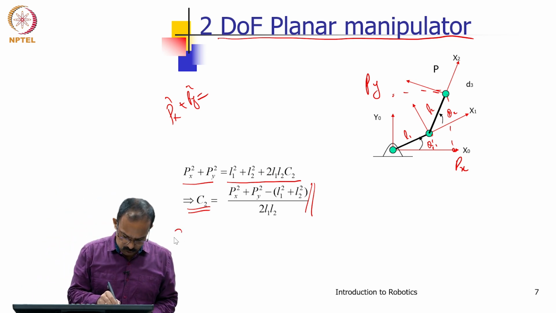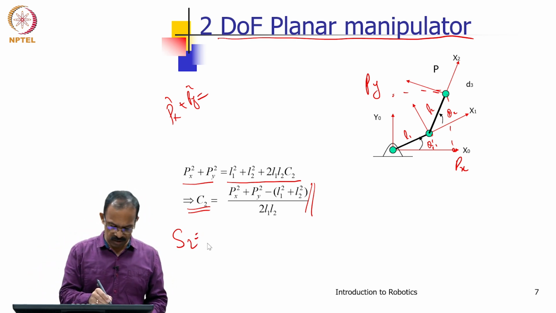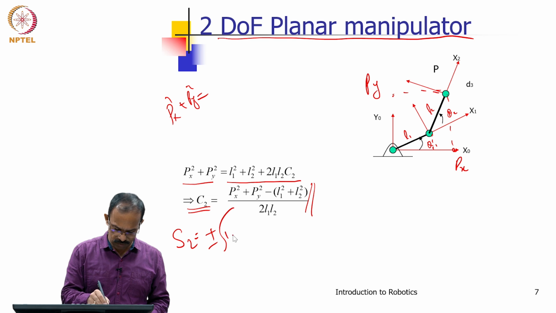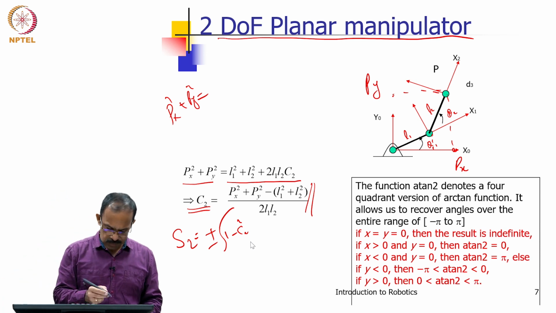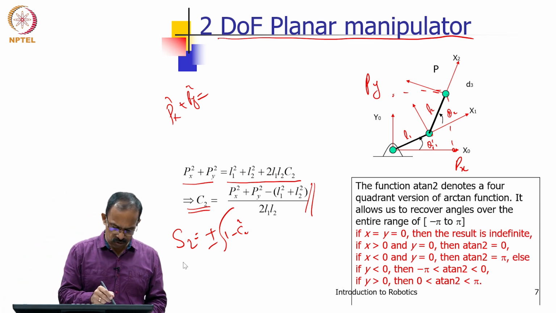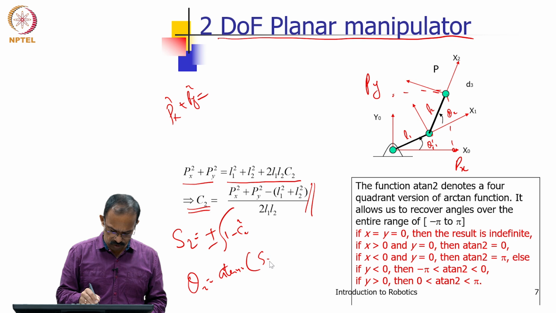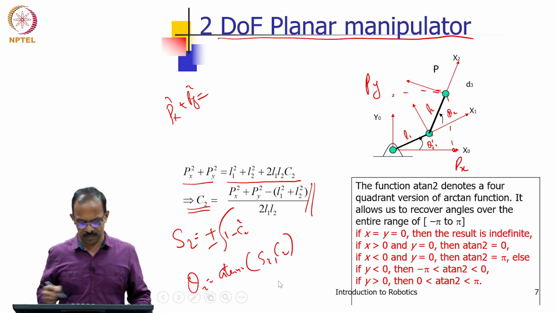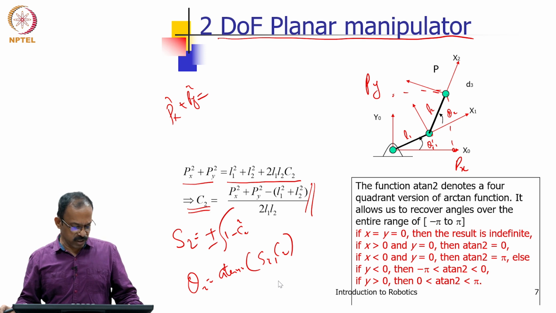we will try to find S2 from here. S2 can be obtained as plus or minus square root of 1 minus C2 square. That is how you can get S2, and once we have S2 and C2, we get theta 2 as A tan 2 of S2, C2.